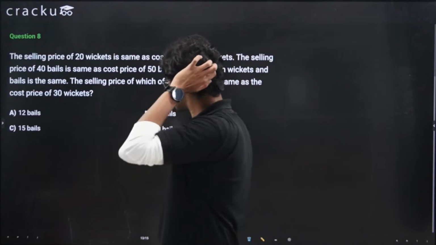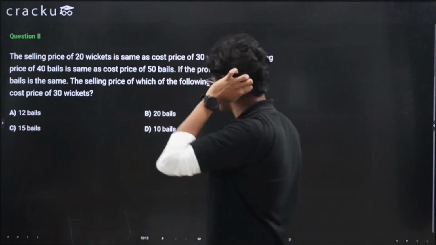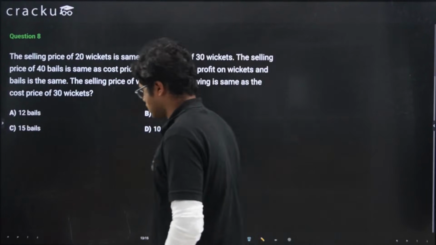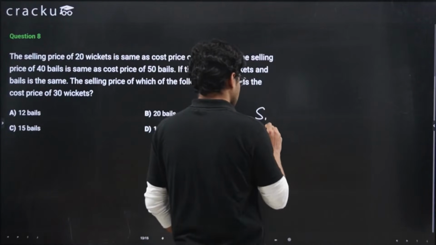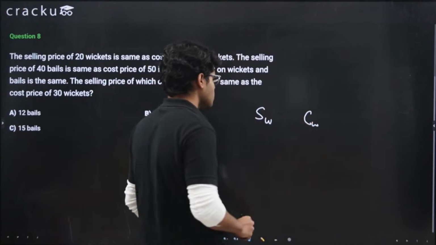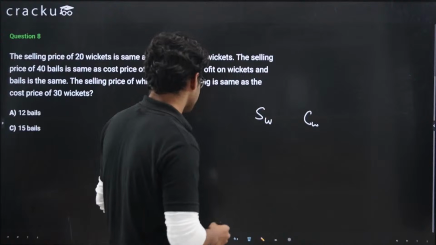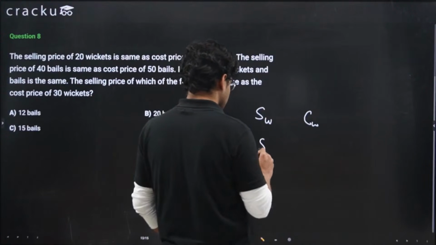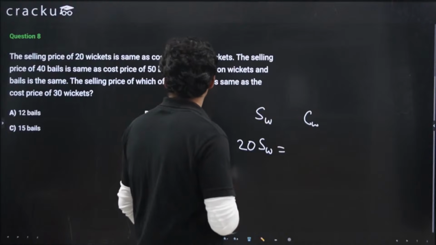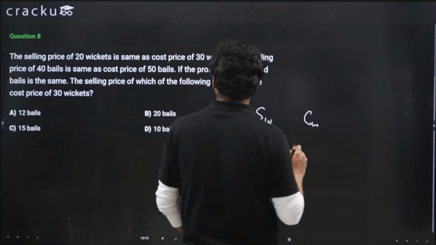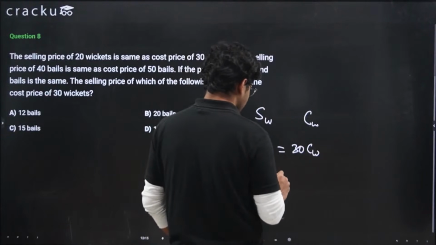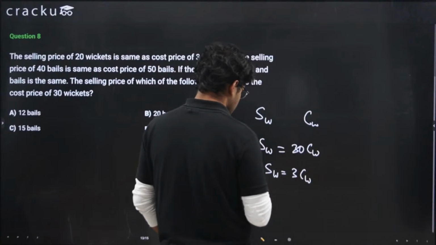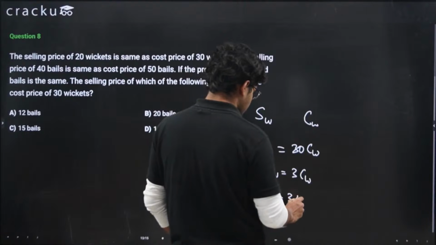So here it is given, selling price of 20 wickets is same as the cost price of 30 wickets. Let us represent the selling price of a wicket by SW, cost price of a wicket by CW. What is given is that selling price of 20 wickets means 20 into SW is equal to cost price of 30 wickets, which is 30 into CW. Or 2SW equals 3CW, or SW by CW equals 3 by 2.